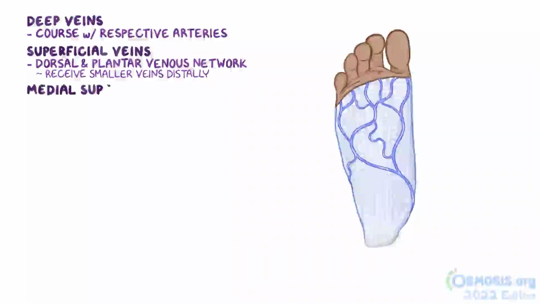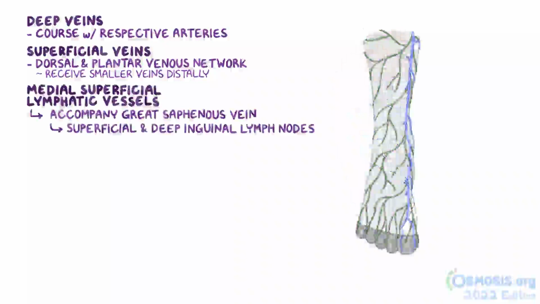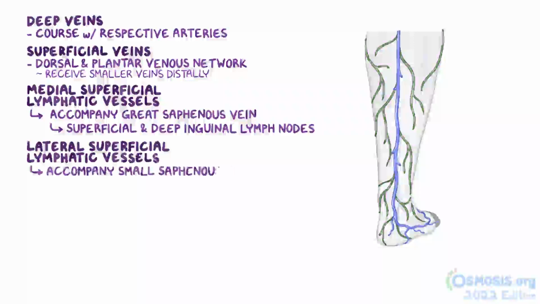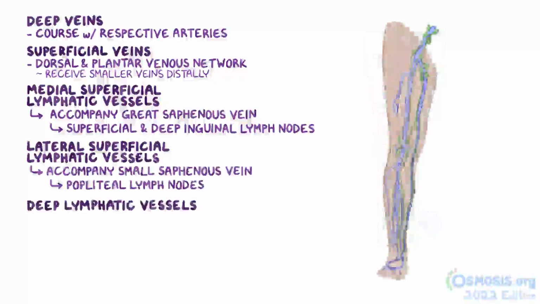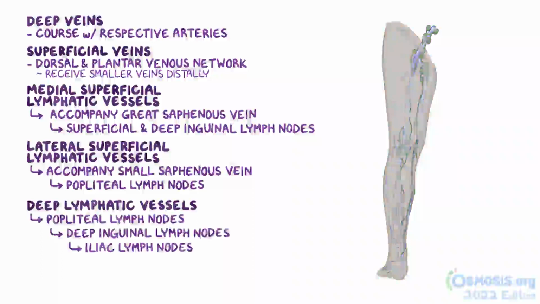Finally, the medial superficial lymphatic vessels accompany the great saphenous vein to the superficial and deep inguinal lymph nodes. The lateral superficial lymphatic vessels accompany the small saphenous vein to the popliteal fossa, where they enter the popliteal lymph nodes. The deep lymphatic vessels of the foot follow the main blood vessels and also drain into the popliteal lymph nodes and eventually travel to the deep inguinal and subsequent iliac lymph nodes.